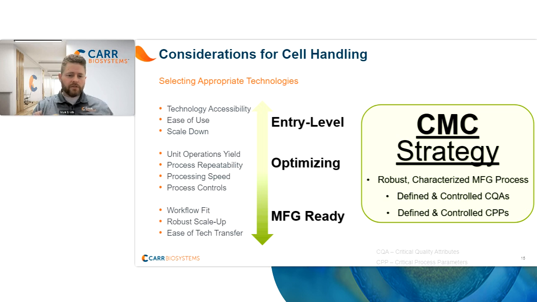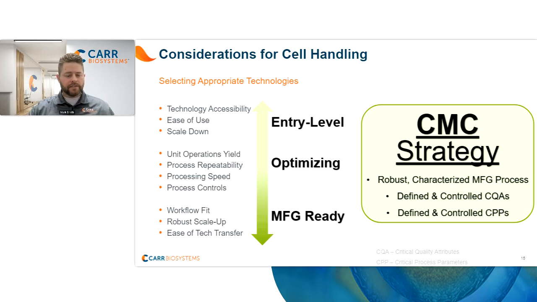And the earlier you can do this, control your CPPs and CQAs, of course, the more confidence you can have in your scale up. And if you can get these right the first time when you're doing your process development, then when you get down the road later, when you get towards manufacturing, you can really focus on optimization rather than late stage development of your process.